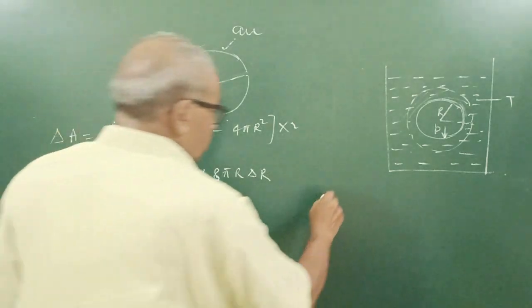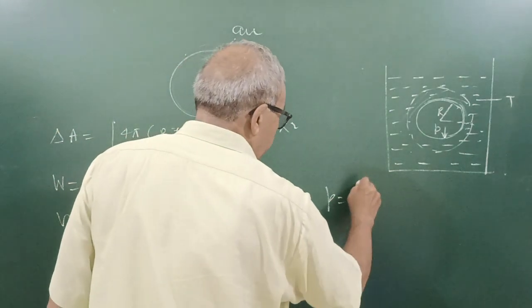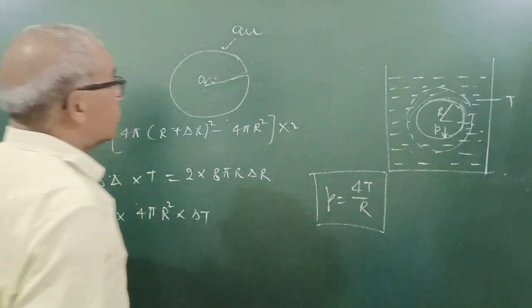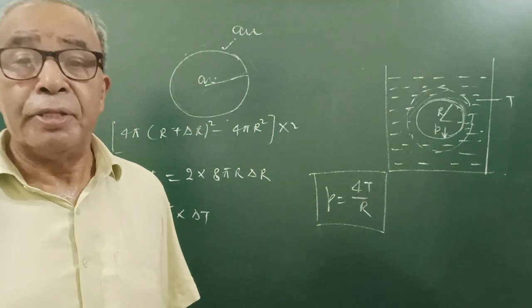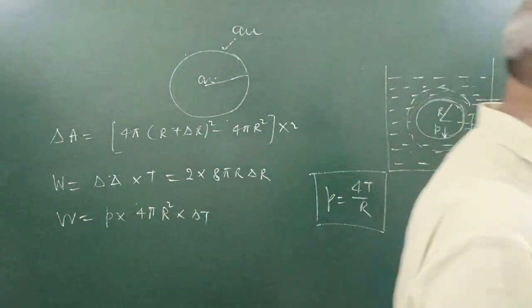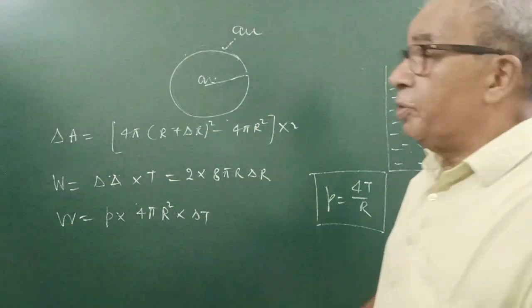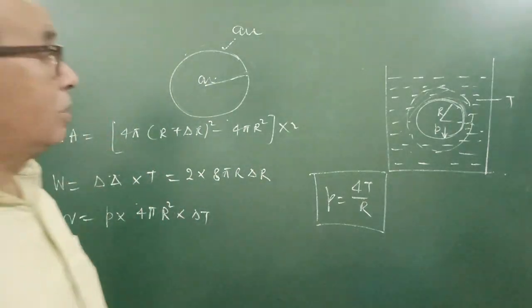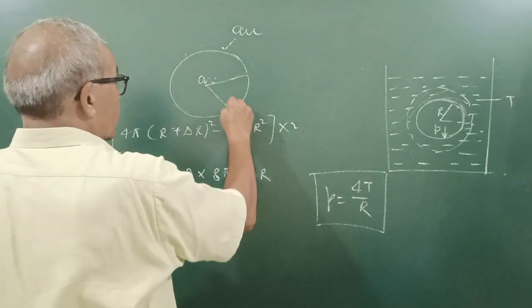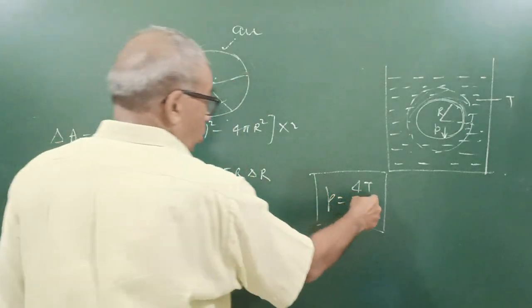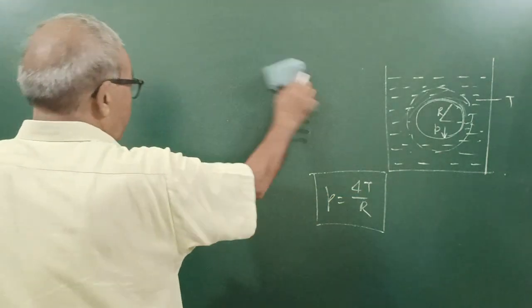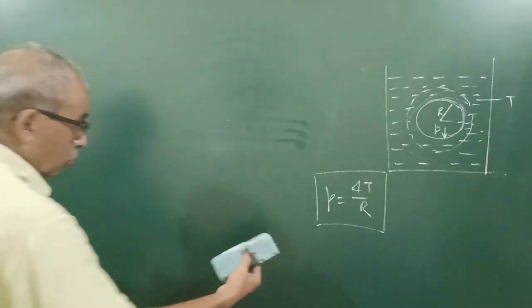So when we compare, P will come out to be 4T by R. Inside a soap bubble there is a pressure of 4T by R. If there exists a soap bubble in air, then the pressure difference, the excess pressure on the concave side, is 4T by R. With the help of this, we will come to so many topics.